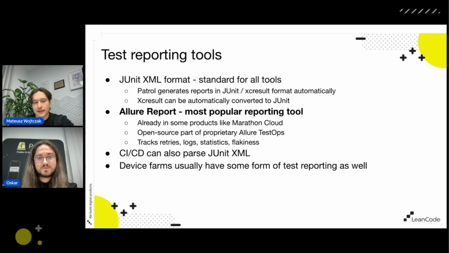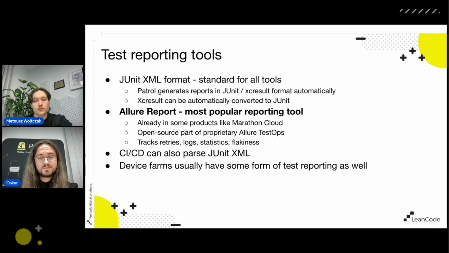Android generates JUnit XML, iOS generates XCResult format, and XCResult format can also be automatically converted to the JUnit format. Why would we do that? Because JUnit XML format is the golden industry standard for test reports. Not only end-to-end test reports, but all the test reports. And it means that all your CI/CD services, device farms, possibly every tooling in the world, if they support any test reports format, it's going to be probably JUnit XML. That's why it's very convenient to have that.